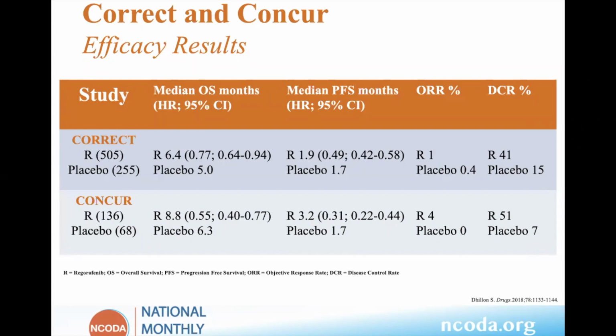And then moving on to the CONCUR trial, please note that 40% of patients did not receive a prior anti-VEGF or an anti-EGFR before randomization. So keep this in mind as we review the data. Here again, you do see that overall survival benefit with regorafenib, as well as the PFS benefit here. There were no new safety signals reported with the CONCUR trial, and so that I think is important to note as well. Next slide.